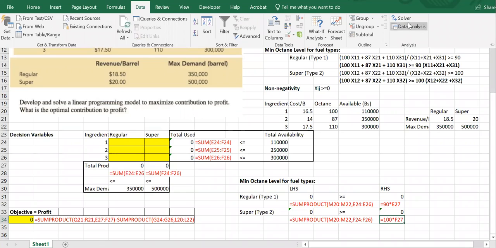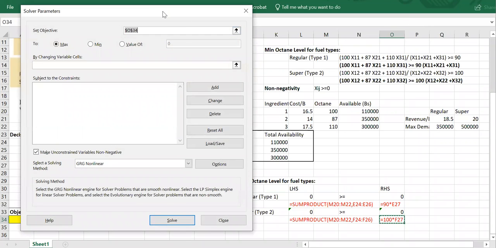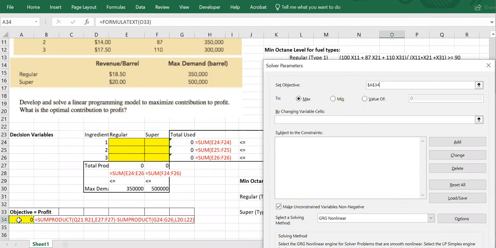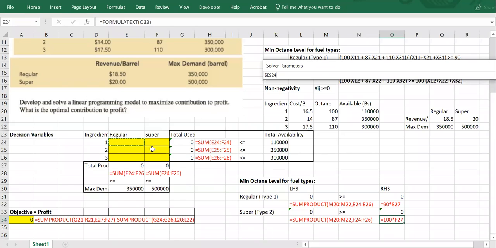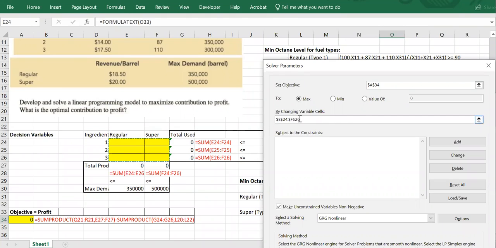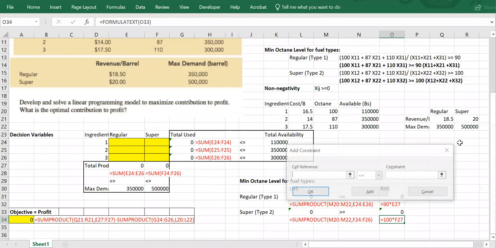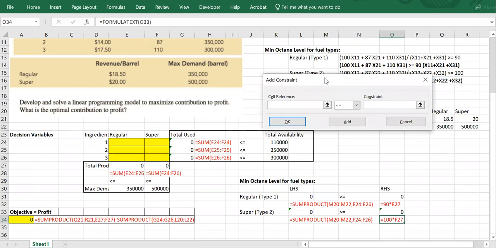We just go ahead, go to the data tab, solver, and we're going to maximize the objective function, the profit, by changing only these 6 highlighted cells, which are my decision variables, subject to the supply constraint, subject to the demand constraint, and subject to the minimum octane level for each type. So we have the left-hand side for regular greater than or equal to this cell, and same thing for super fuel, RHS. So everything is good.